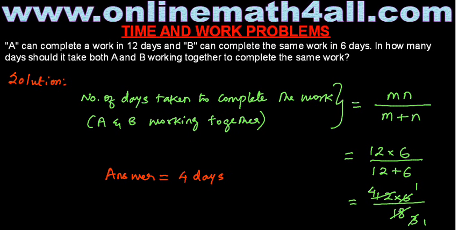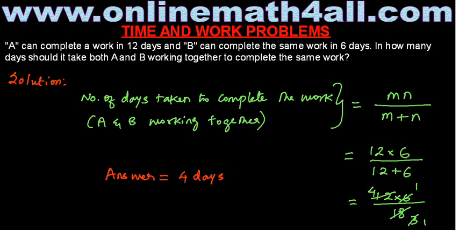So students, it's very simple to solve this kind of problem on time and work. Two persons are there. The first person A completes the work in 12 days and B completes the same work in 6 days. We just have to find the number of days taken by both A and B working together to complete the same work. We just have to apply the simple formula, mn over m plus n. Here m stands for the number of days taken by the first person, n stands for the number of days taken by the second person.